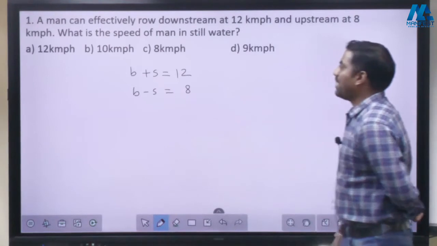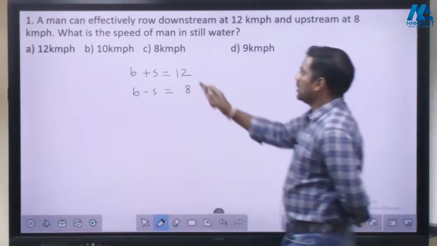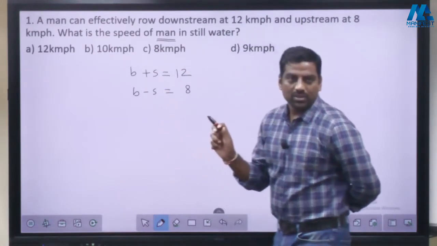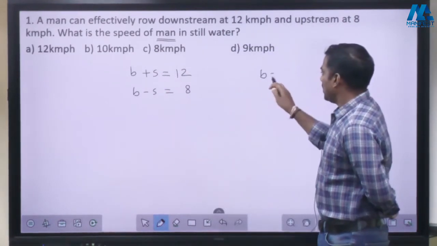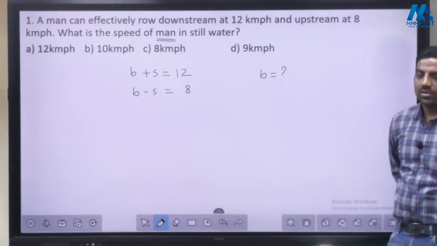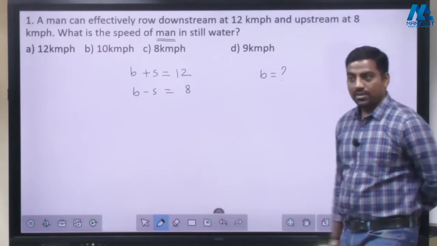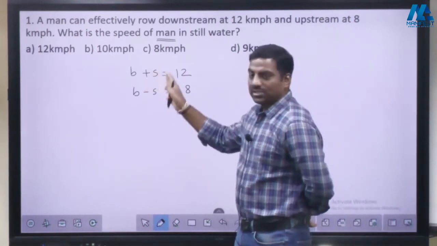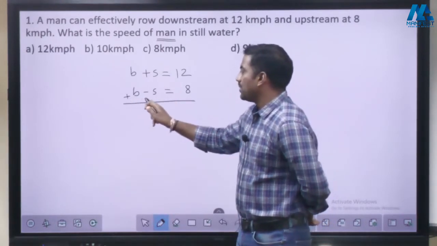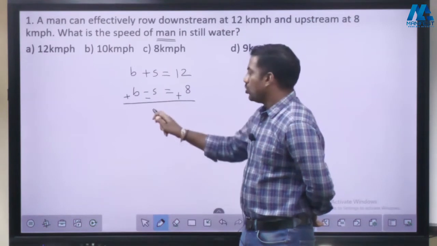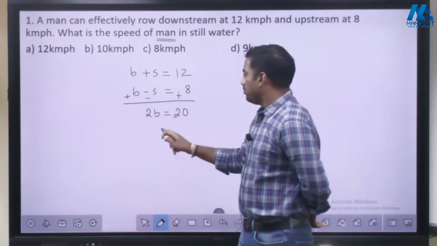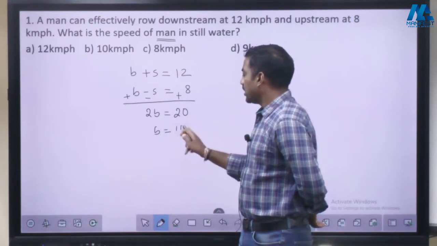Now, what is the speed of the man in still water? Speed of the man, so this is just the speed of the boat only. So we have to find out B. How do you do that? You want B, you want to cancel this one, right? So what you will do? You will make the sum, here plus, here minus, here plus. 2B is equal to 20, B is equal to 10.